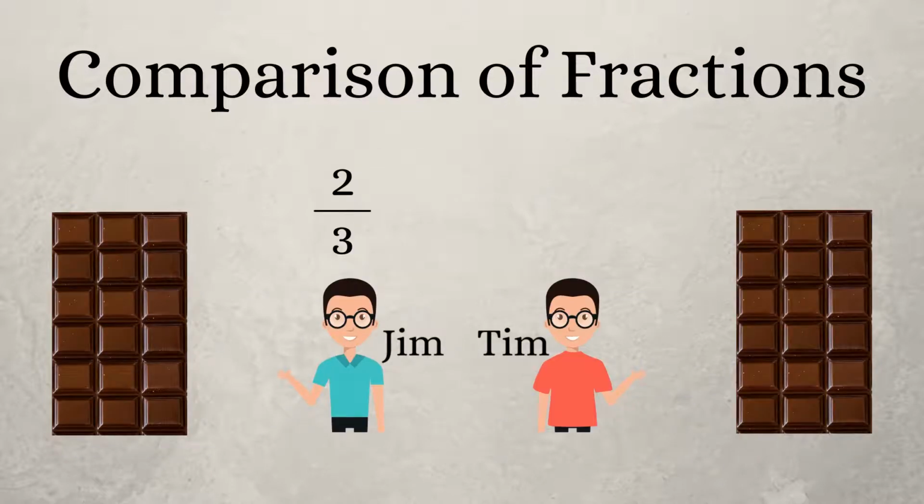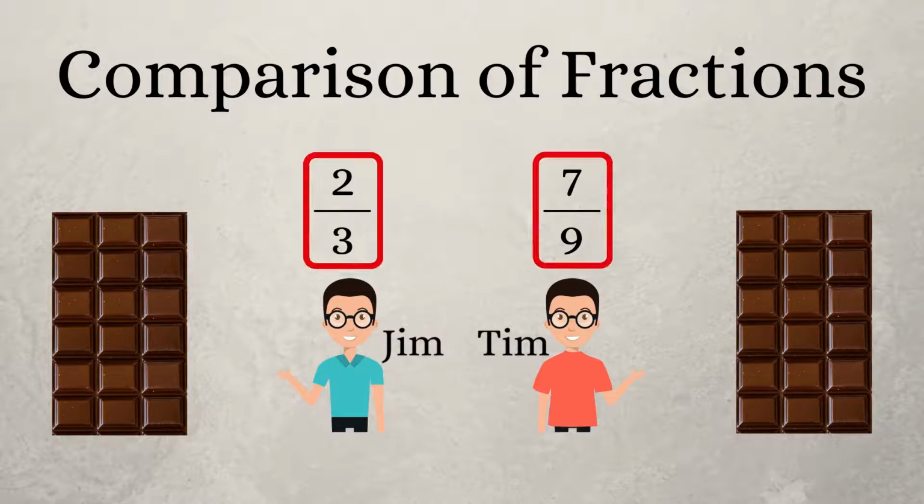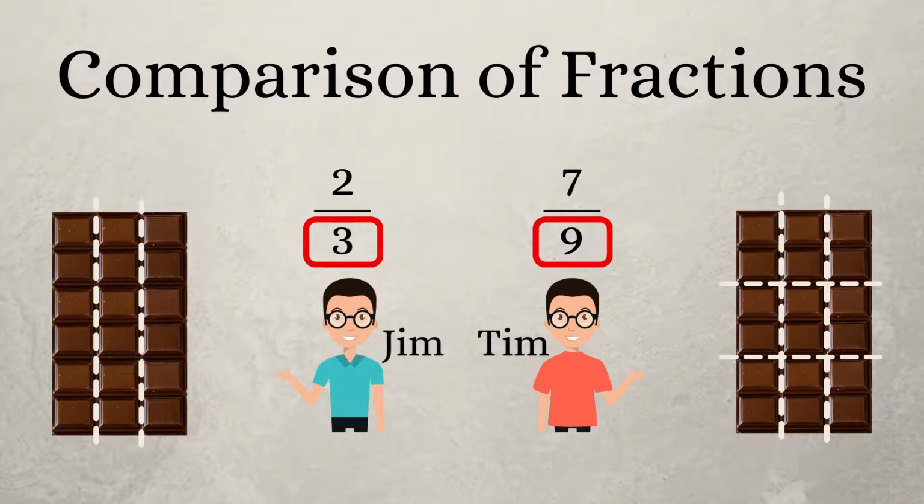Jim is given 2/3 of a chocolate and Tim is given 7/9 of the same chocolate. Oh, the numerators and denominators of both the fractions are all different. So what do we do now? We will try to make the denominators the same. And how do we do that? We know that the denominator represents the number of pieces. So, by making the number of pieces in both the cases the same, we can get the same denominator.